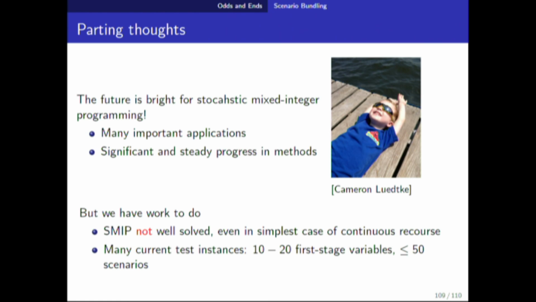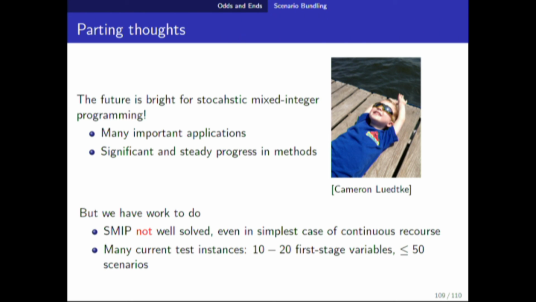Okay, so I'm going to close with some parting thoughts. This is my son Cameron with his bright sunglasses on, because I think the future is really bright for stochastic mixed integer programming. There's all kinds of very relevant, very important problems that we're only just starting to be able to solve. And we've made significant and steady progress in methods for them. But we still have work to do, right?